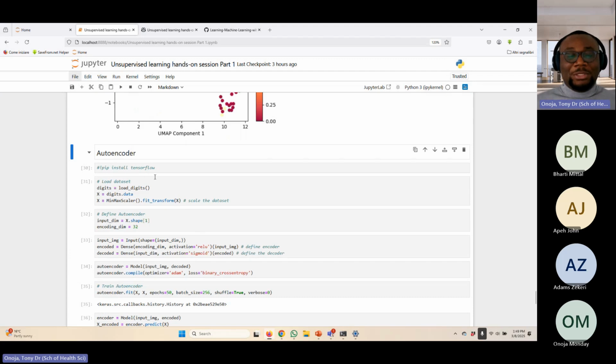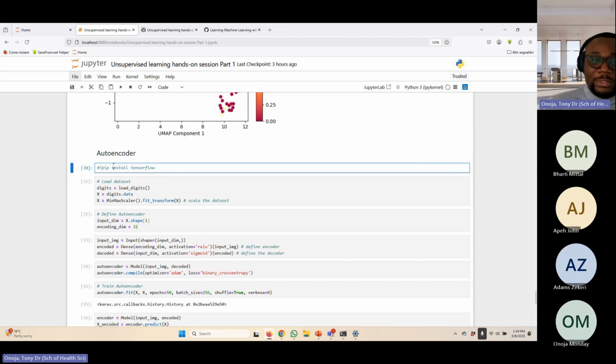So last but not least, for dimensionality reduction is the autoencoder. However, like I said, these are deep neural network approaches. So we will have to use the framework of PyTorch or TensorFlow. So here we are using TensorFlow. Before you run it, remember to remove the hash and then run that to install it on your notebook. And also you could follow the command prompt approach. So it depends again on what you want.